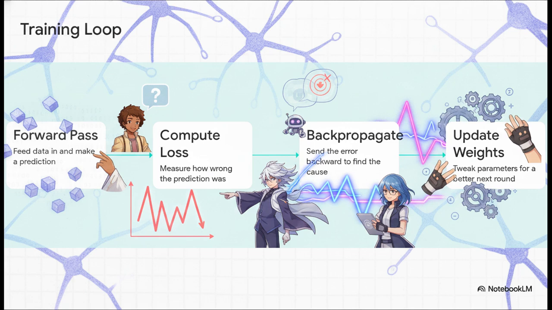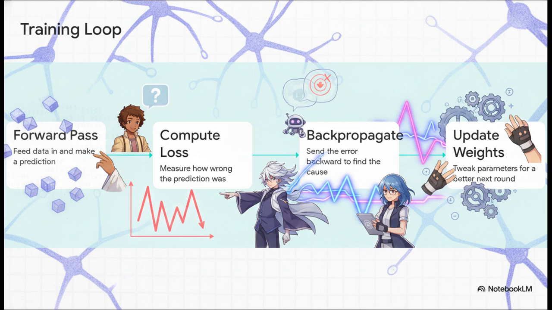Step 1, we forward propagate. We feed the data in and the network makes a guess. Step 2, we compute the loss, which just means measuring exactly how wrong that guess was. Step 3, we back propagate that error, sending the signal backward to find out who's to blame. And finally, step 4, we update the weights, tweaking all those little dials so the network is just a tiny bit smarter for the next round. You repeat that loop millions of times, and boom, you've got a trained AI.